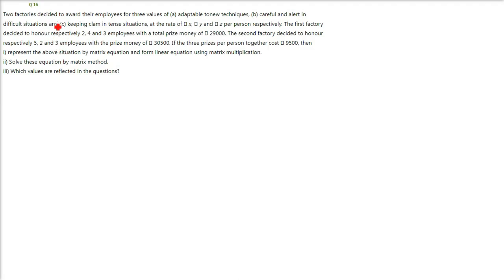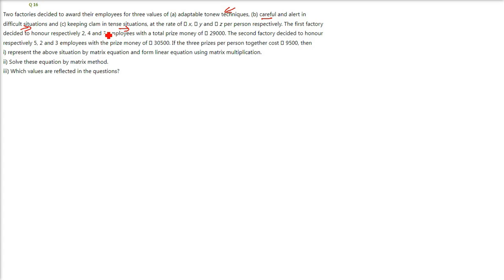Two factories decided to award their employees for 3 values, first one is adaptable to new techniques, B is careful and alert in difficult situations, and third one is keeping calm in tense situations. What is the rate? X, Y, Z. So adaptable to new technique X, careful and alert in difficult situation, that is going to be Y, and third one, keeping calm in tense situation, that will assign it to the third one, which is your Z.